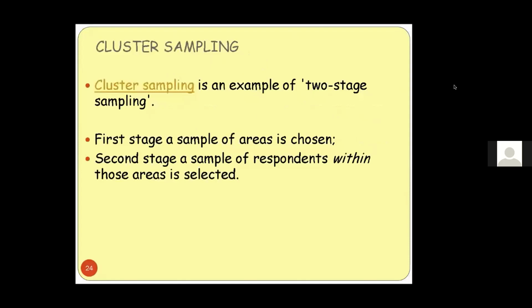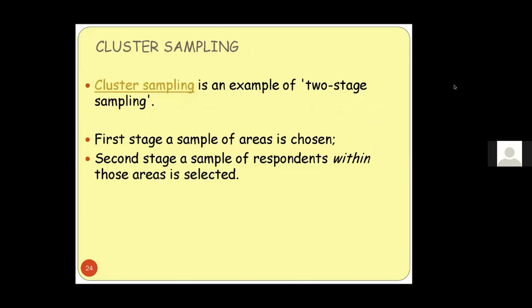Cluster sampling, on the other hand, is an example of two-stage sampling. In the first stage, a sample of areas is chosen, and in the second stage, a sample of respondents within those areas is selected. A population can be divided into clusters of homogeneous units, usually based on geographical continuity.